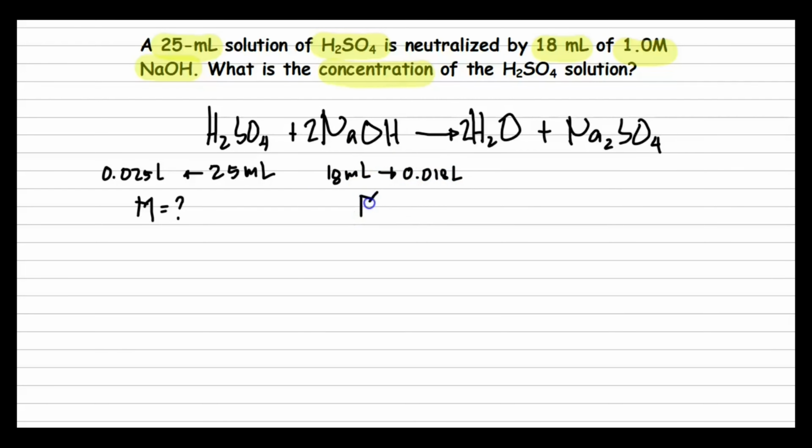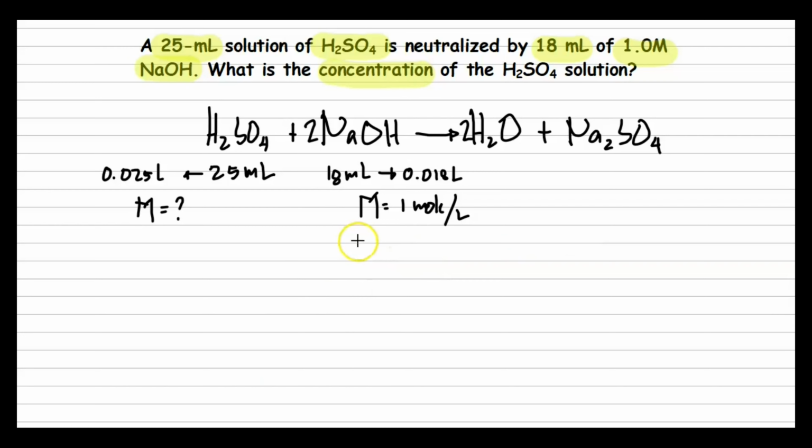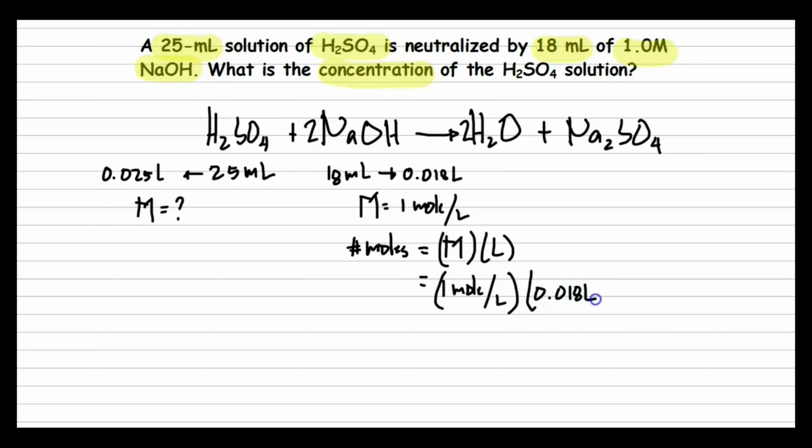The concentration in terms of molarity is 1 mole per liter. And I want to bring this one out. Molarity is the number of moles per volume in terms of liter. And so, we can say that the number of moles is equal to molarity times the volume in liters. So computing for the number of moles, we have 1 mole per liter times 0.018 liters. That will give us 0.018 moles of NaOH.